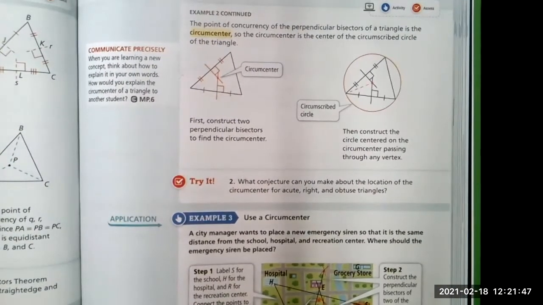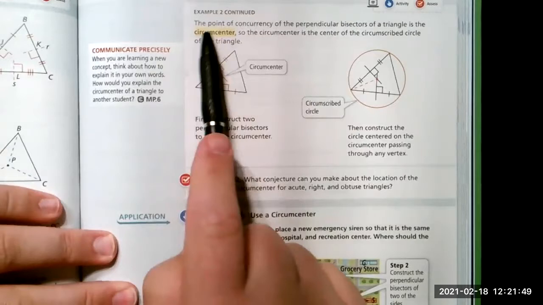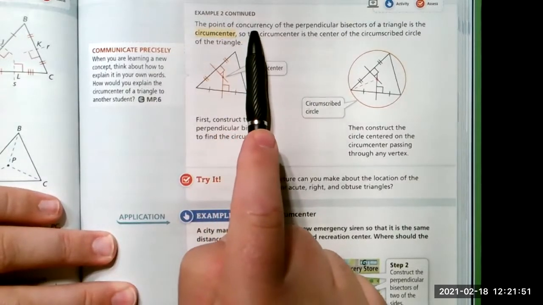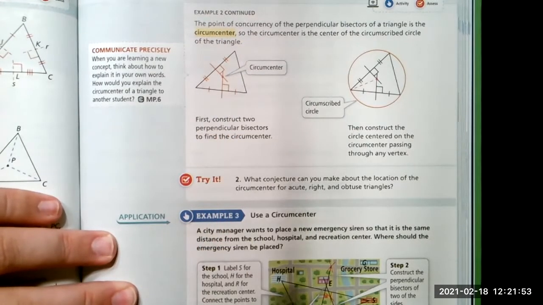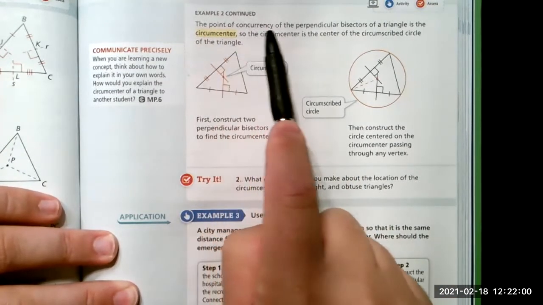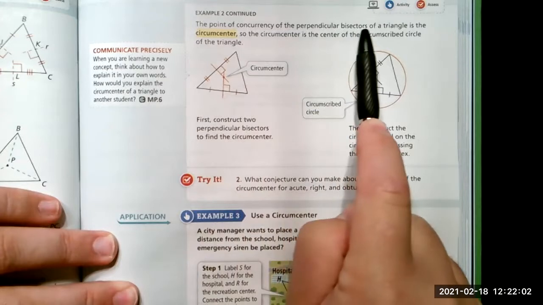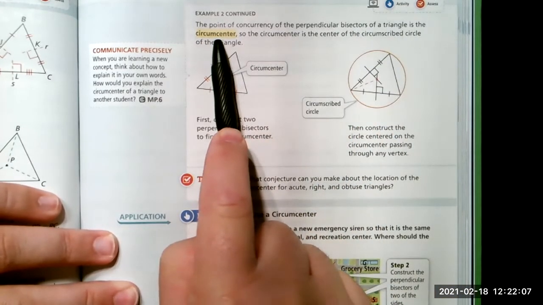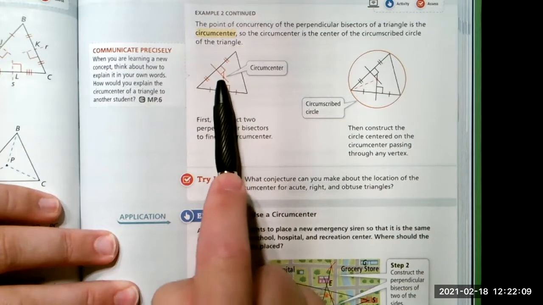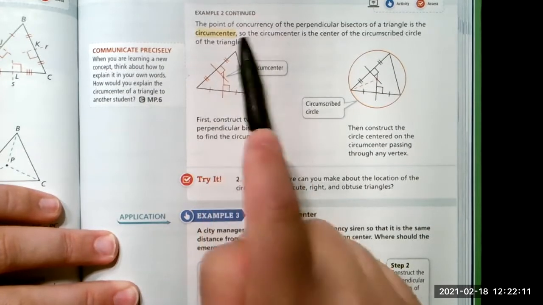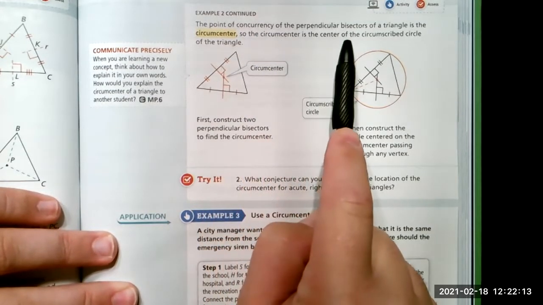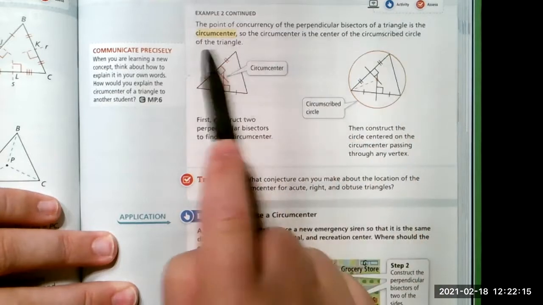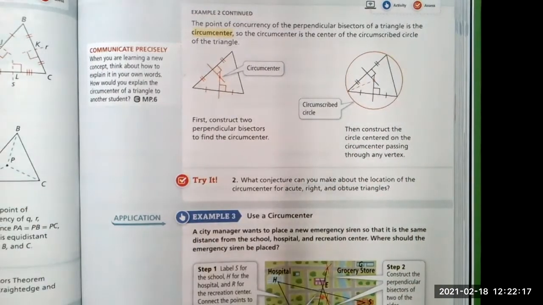This is still the same example, example 2. So the point of concurrency, so that's the point where all 3 lines, or 3 or more lines, meet. I think they're sticking with 3 lines because we're dealing with triangles. So the point of concurrency of the perpendicular bisectors of a triangle is the circumcenter. Okay, so the point where they all meet, that's called the circumcenter. So the circumcenter is the center of the circumscribed circle of the triangle. Try to say that 5 times fast, right?